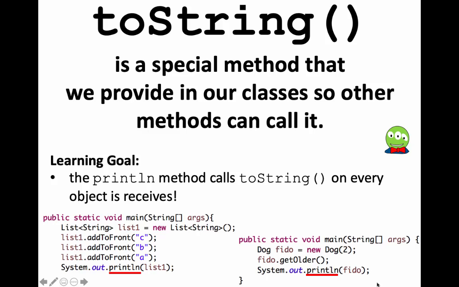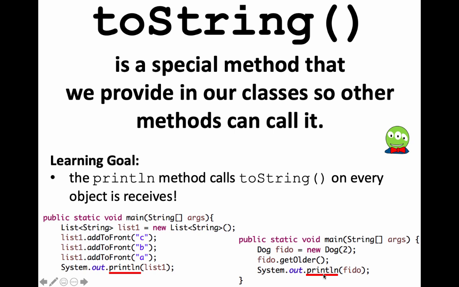Okay, so here we're going to look at the method toString, and toString is a method that we provide in our classes so that other methods can call it. This is what's called a callback, and what's really important for us in working in Java is that system.out.println will call toString on every object that we pass. So looking at the examples on the bottom, on the right, Fido is a dog object.